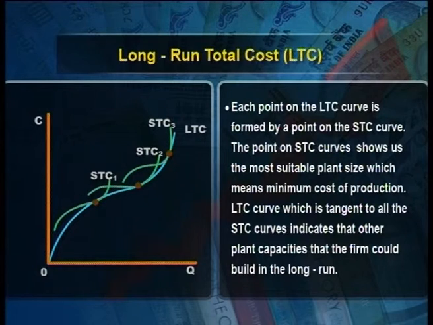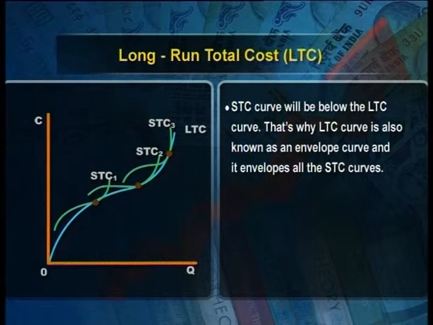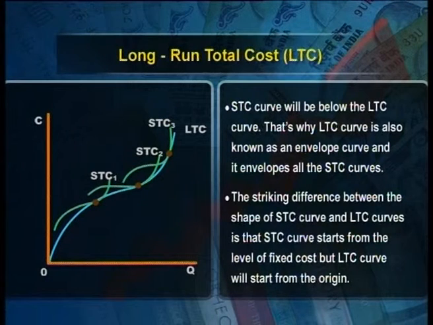LTC curve, which is tangent to all the STC curves, indicates the other plant capacities that the firm could build in the long run. Always remember, STC curve, that is the short-run total cost curve, will be below the LTC, that is long-run total cost curve. That's why long-run total cost curve is also known as an envelope curve, and it envelopes all the short-run total cost curves.